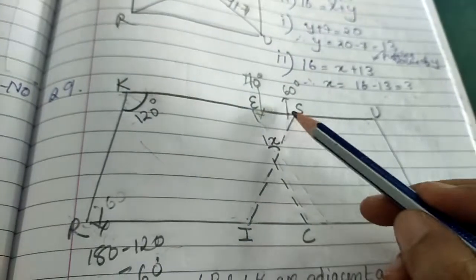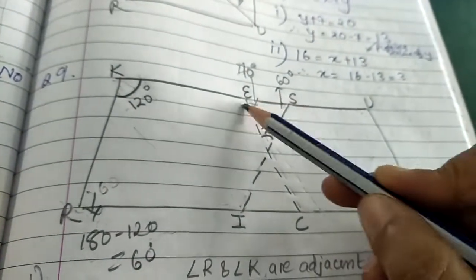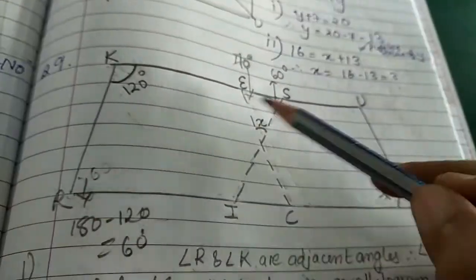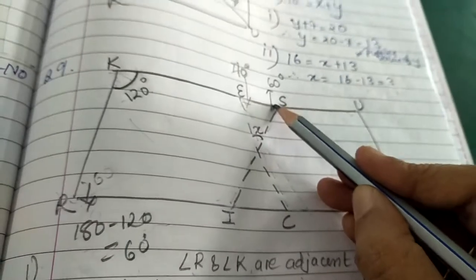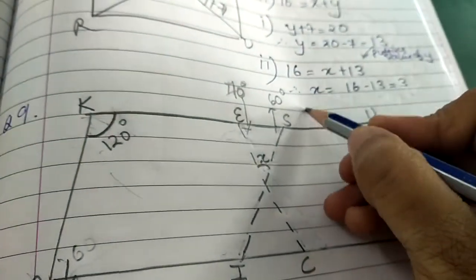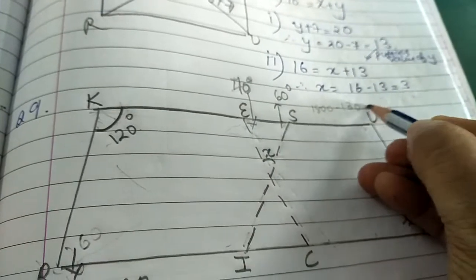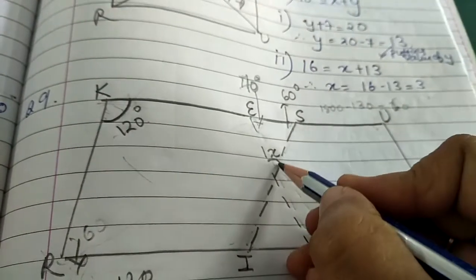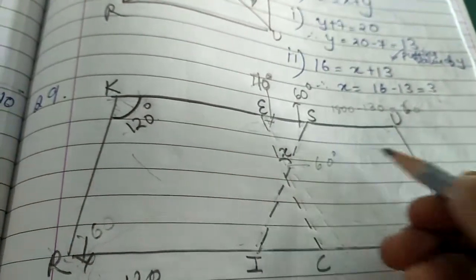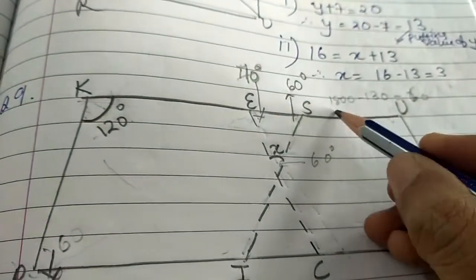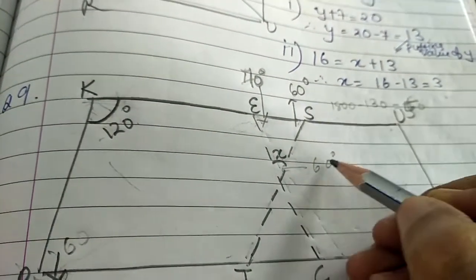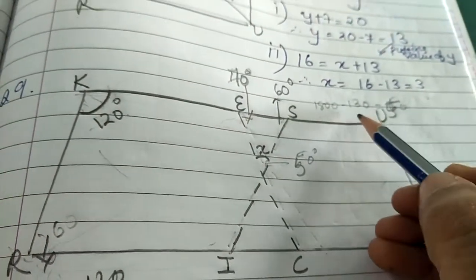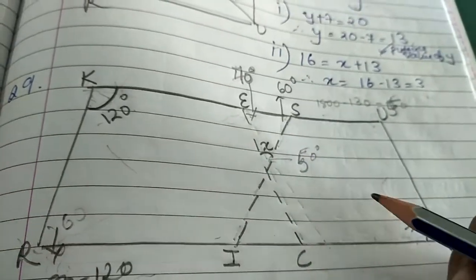Now 70 plus 60 is equal to 130. Can you see a triangle form? This is 70, so this will be 70, this is 60, so this is 60, because they are opposite angles. So 70 plus 60 is 130, so x will be what? 180 minus 130, sorry, 50 degrees. So the value of x will be 50. 70 plus 60 is 130 and 180 minus 130 is 50.